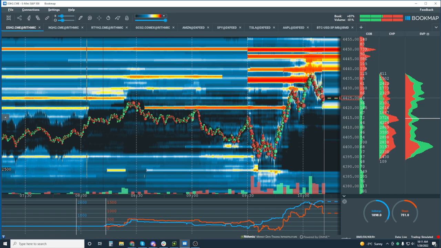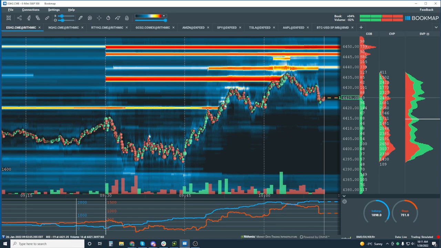Anyway, it looks like JTrader just got in, so I don't know if we're going to have any time to go through Bookmap here. We're going to jump right into stocks with JTrader.